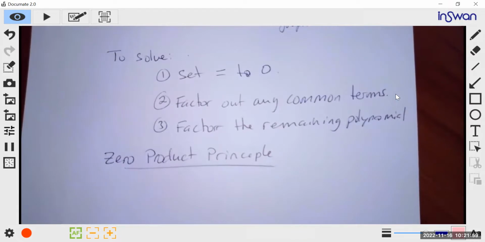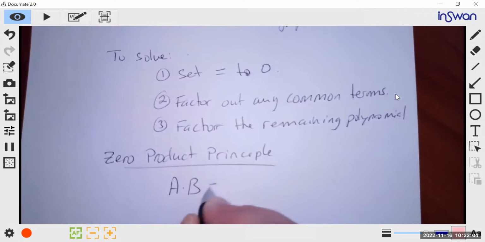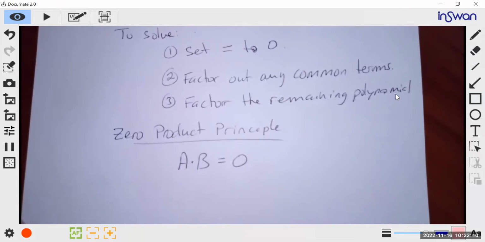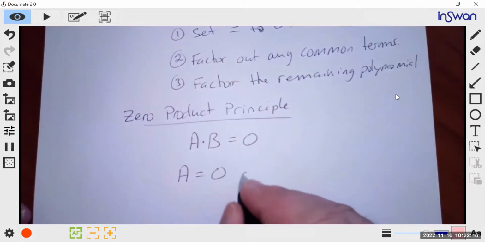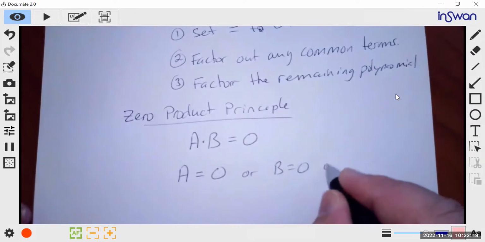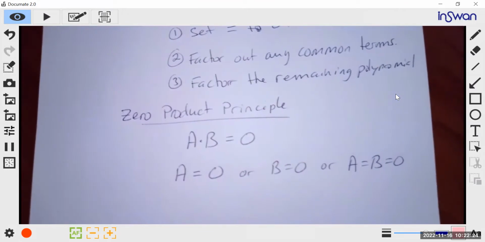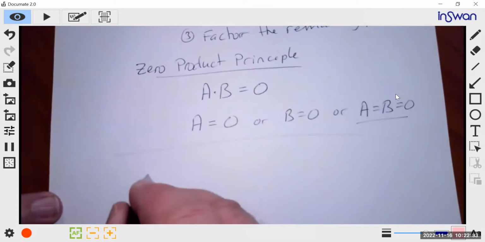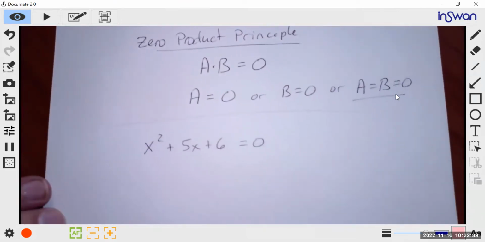The zero product principle. What it says is this: if I have two numbers and I multiply them together and they equal zero, what has to be true? Well, it means either A is zero, or B is zero, or A and B are zero. Because anytime you multiply a number times zero, it's zero. And since we don't know which one's which, we set them both equal to zero. Example.